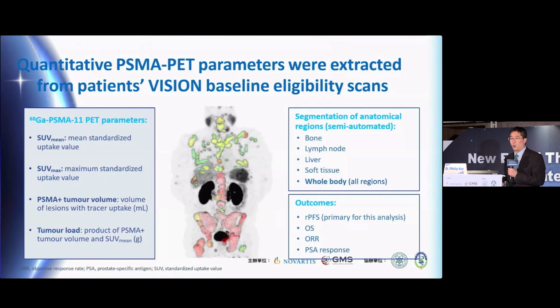So we took all the baseline PSMA PET scans and we segmented the bone, lymph node, and liver disease, and then we summed them all up into a whole body region. And we took the parameters SUV mean, SUV max, the tumor volume of the segmentation, and the tumor load. We used an artificial intelligence algorithm to segment out all the bone metastases, or else I would still probably be hand segmenting them today. But the soft tissue disease was segmented semi-automatically with a software program. And we compared each one of these parameters with the various outcomes.